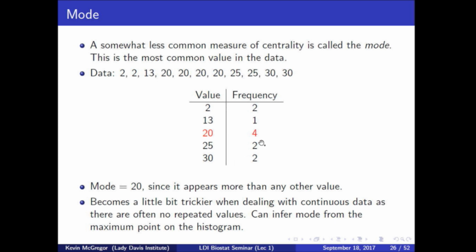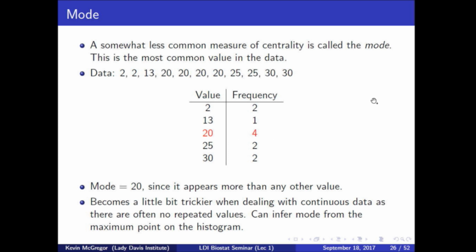So you can put all of your data into this frequency table. On the left side, we have the actual values, and on the right column, we have the frequency of each of these values in our data. And so we just choose the highest frequency. The highest frequency is 4, which corresponds to 20. So our mode is 20. That's our most common value.